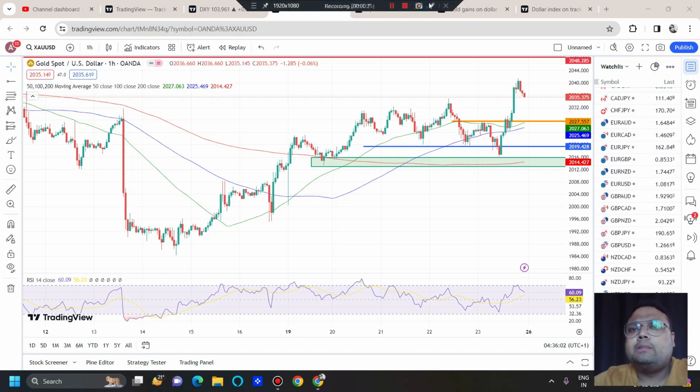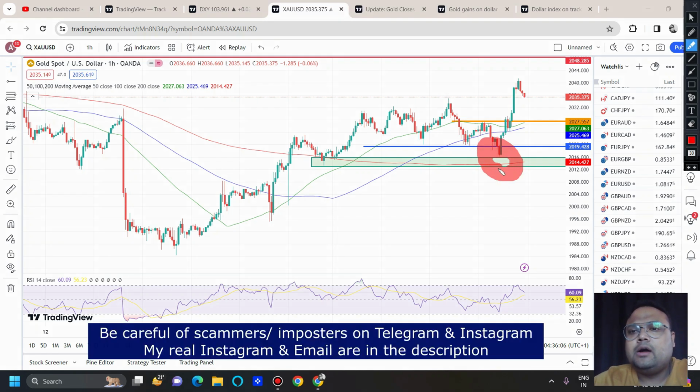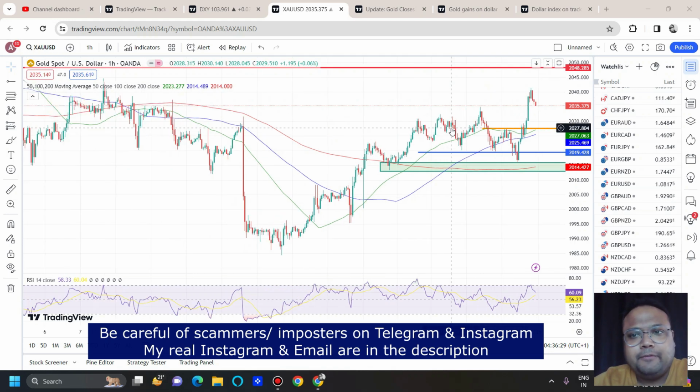But when the market bounced from the 2015-16 level here, honestly speaking, I was not expecting this move. Probably we were not expecting it at all. When the market broke 2030, it was a shock for us and we need to accept it. And right now we can see that the market, after making a high of 2041, ultimately closed at 2035.